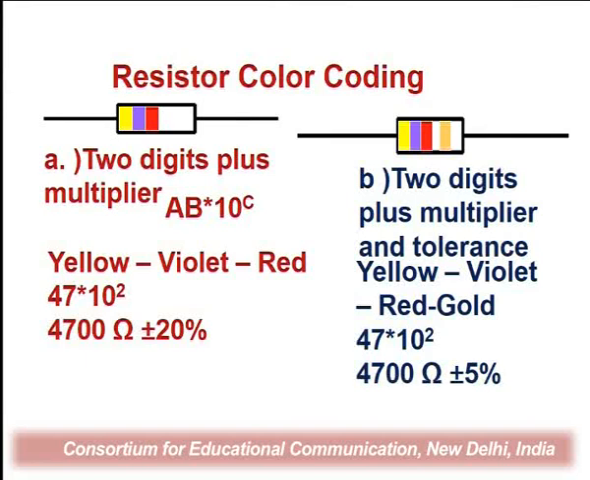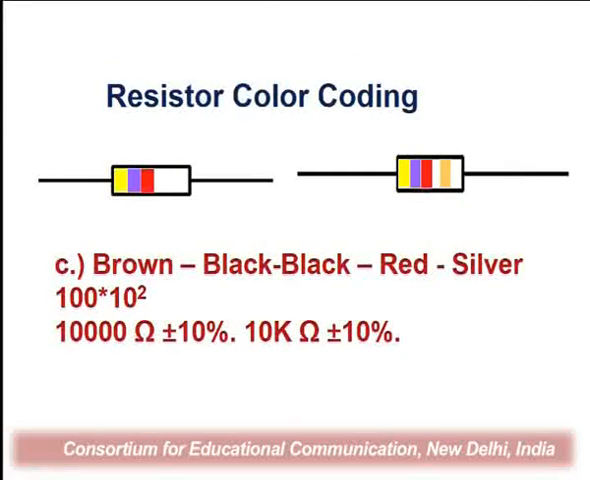Now here you see the tolerance changes to 5%, because we have the golden color line at the last, so the tolerance value will be 5%. Now resistor color coding for brown, black, red, silver: brown is 1, black is 0, then red is 0, for the multiplier red is 10 power 2, and silver is the tolerance value of 10%.